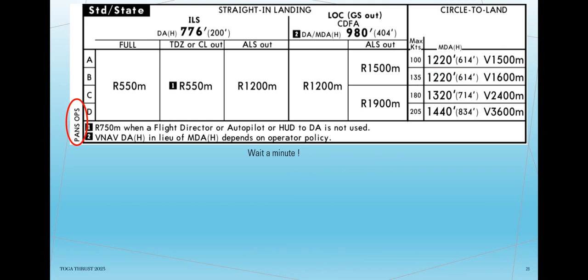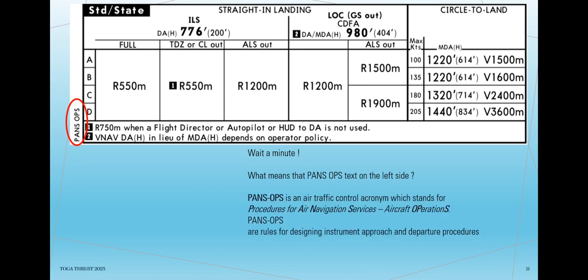Wait a minute. What does that PANS-OPS text on the left side mean? PANS-OPS is an air traffic control acronym which stands for Procedures for Air Navigation Services, Aircraft Operations. PANS-OPS are rules for designing instrument approach and departure procedures.